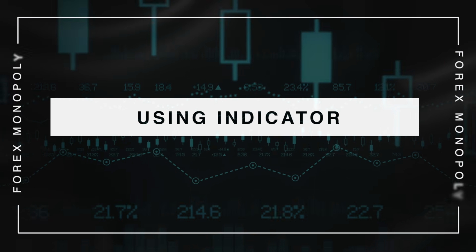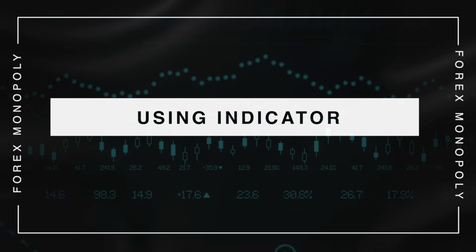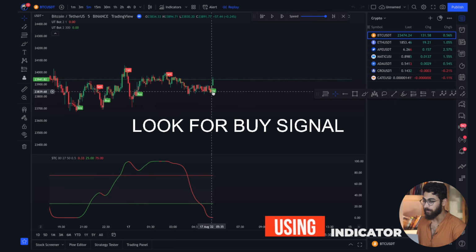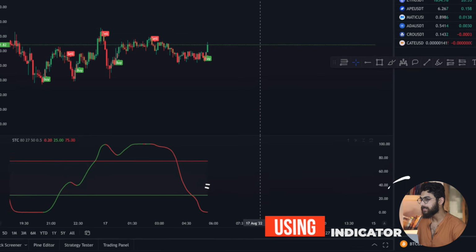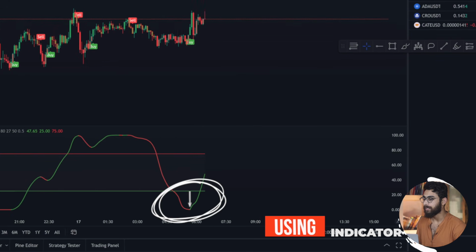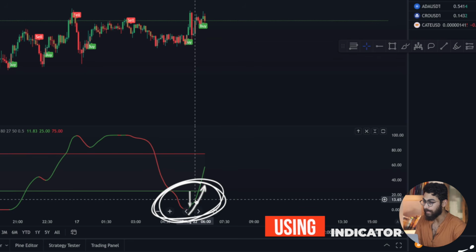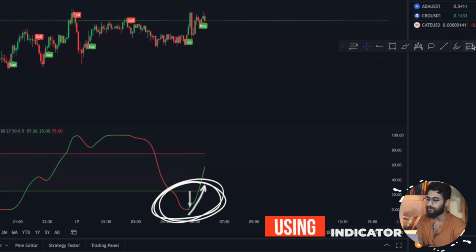Now let's start using this and then I will tell you about the stop loss and take profit. First, you have to look for a buy signal from the indicator and then check if the STC line is below the green line and moving up. Like over here, it's happening. And only then we take a trade.